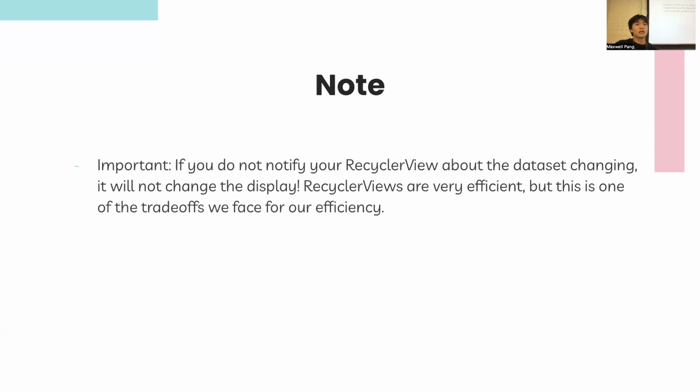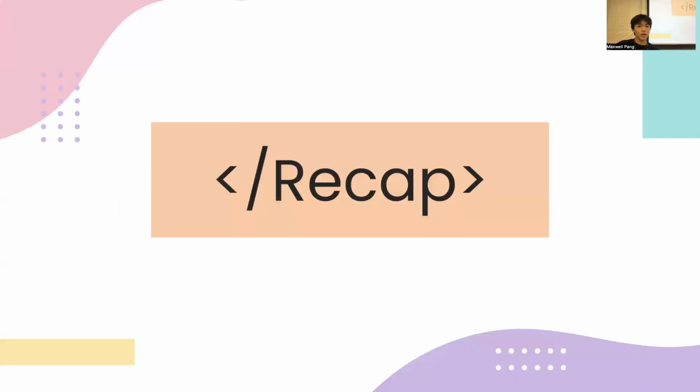But a side effect is that we're not always looking when we change our data set, and so therefore we have to tell the recycler view when we change it. Any questions about this? I think everything will be a lot more clear once we do the demo.